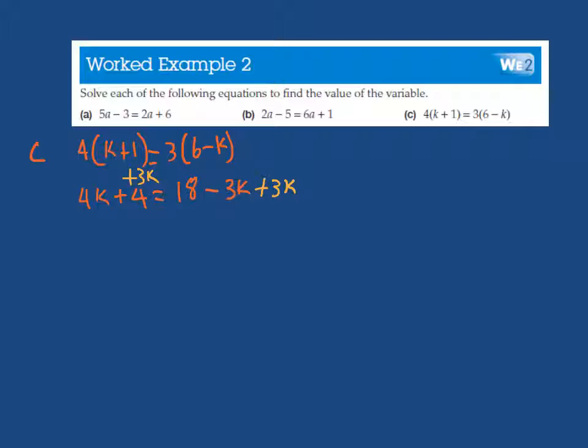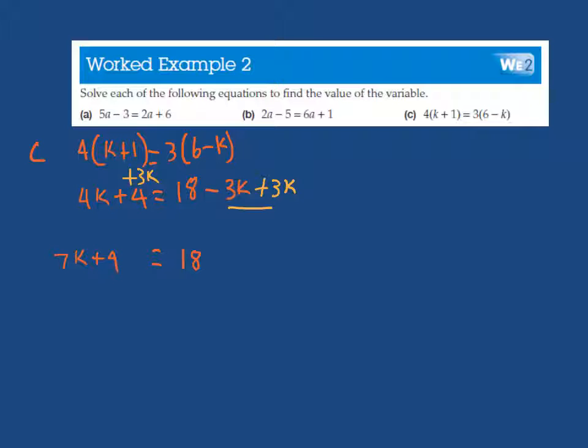So what does it work out to be? On the left hand side, 4k plus 3k is 7k plus 4, and 18 doesn't change, but minus 3k plus 3k is going to be 0. All right, the next thing I'm going to do is get rid of my constant. I've got 7k plus 4 equals 18.